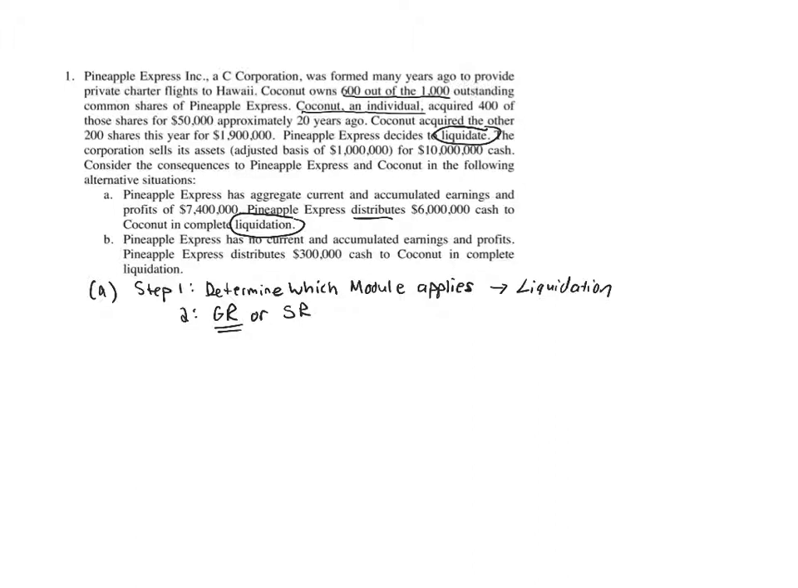General rule applies. Okay? We went through the checklist already, last class, on the general rule. General rule is pretty straightforward. All you're going to do is determine the consequences of the corporation and the consequences to the shareholder. Okay, let's start with the corporation.